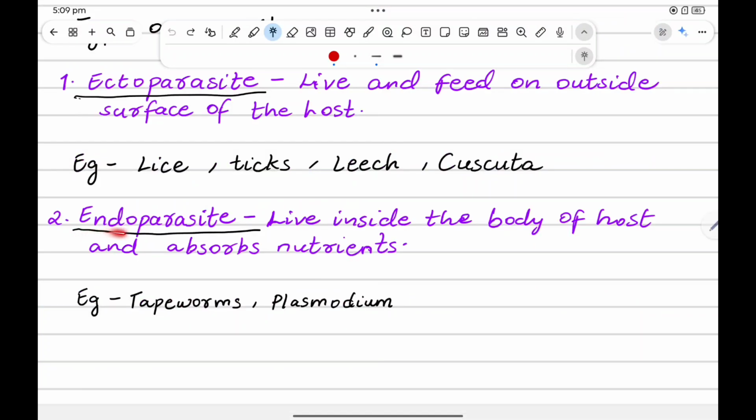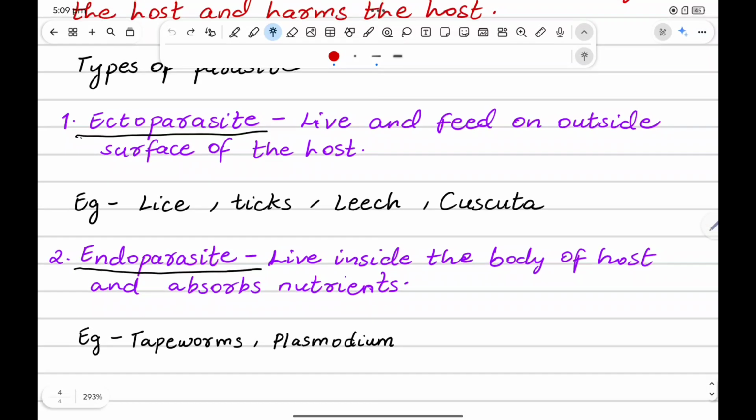Number 2, endoparasites. Endo meaning inside. These parasites live inside the body of the host and absorb nutrients from them. Example, tapeworm in small intestine of human being, and plasmodium, which is a malarial parasite. So these are two types of parasites based on whether they are present on the body of the host or inside the body of the host.